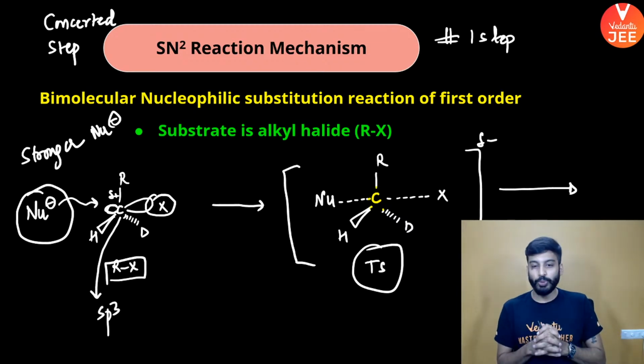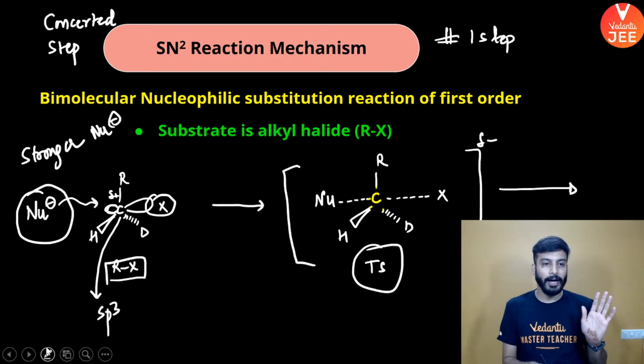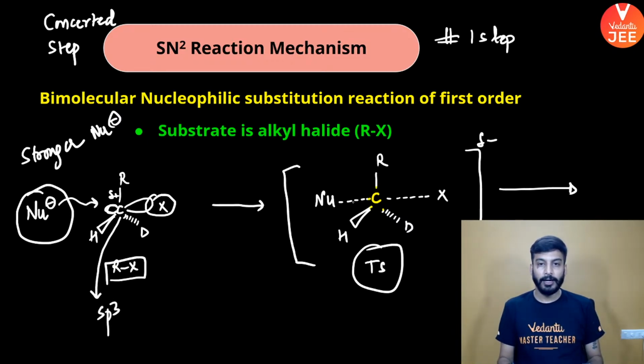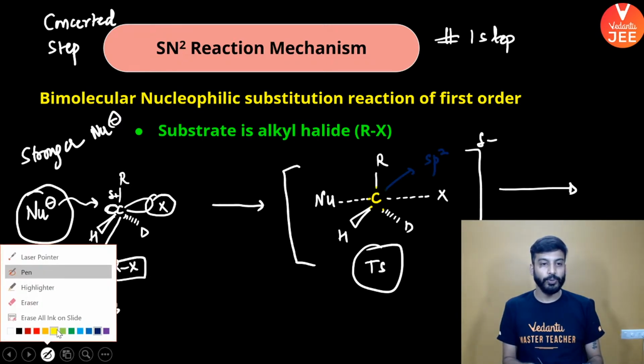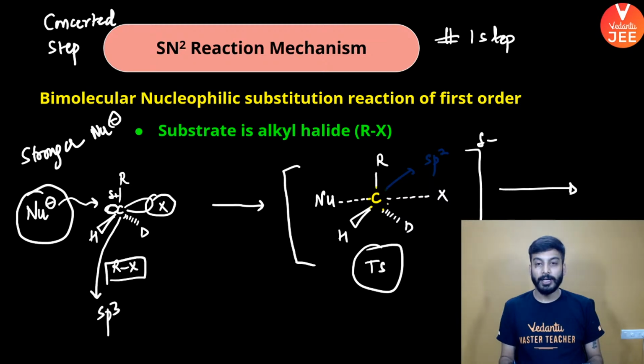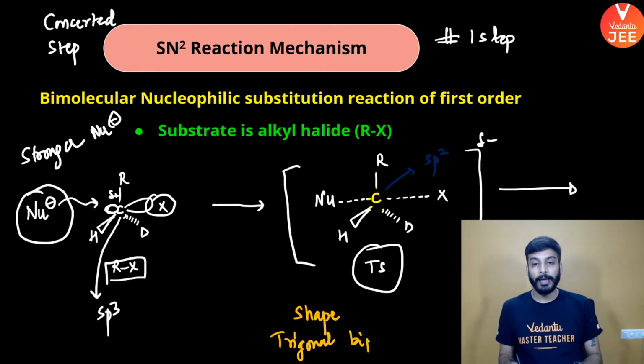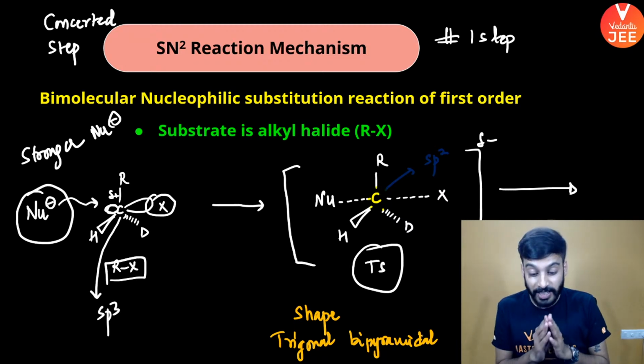This is an unstable situation. What is the shape of this TS? Hybridization is sp2. I accept the point. Yes, hybridization is sp2. Let me write it, yeah, this is sp2. I hope you guys can see. Yes, it is sp2. I agree with this. But what is the shape? Pentavalent, you know, this is trigonal bipyramidal. This is the shape. ये question आ जाता है.